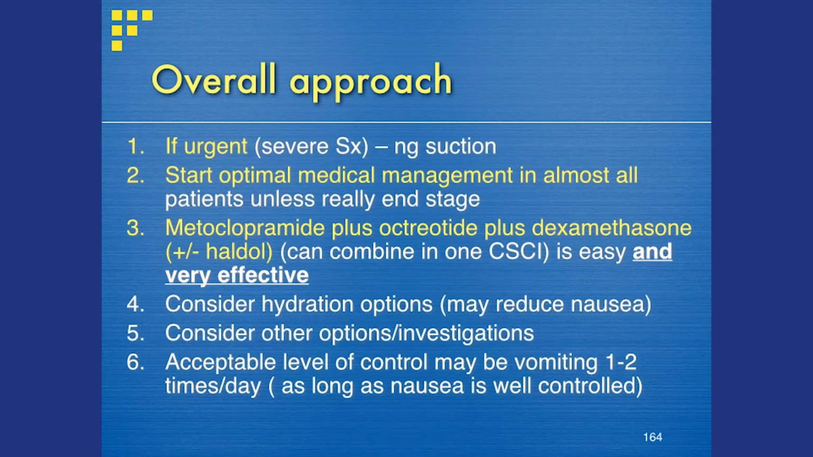So my overall approach, if it's really urgent, NG suction, give the patient the choice. Start optimal medical management in almost everybody, unless it's really end stage. And our usual cocktail is metoclopramide plus octreotide plus dexamethasone and usually Haldol. We don't do this, but you can combine them all in one pump and give it together. Consider your hydration options. It may reduce nausea. And then decide if you're going to do any other investigations. Is this person a surgical candidate?